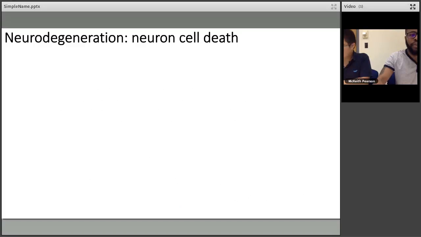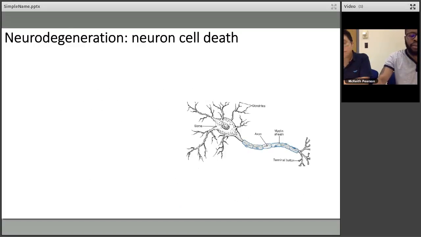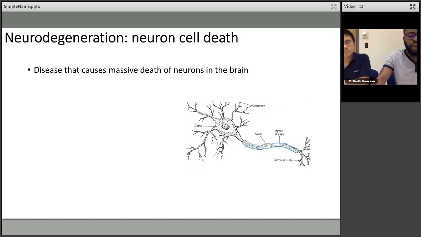Neurodegeneration is the process of neuron cell death. This is a neuron cell. Neurons are arguably one of the most important cells in your body due to their function, which involves thinking, moving, and sensing your environment. Neurons are found all over the body, but most are in the brain. A neurodegenerative disease is a disease that causes massive death of neurons within the brain.